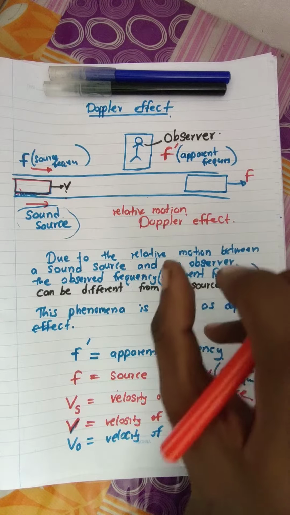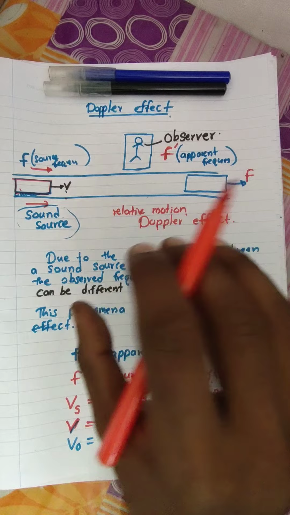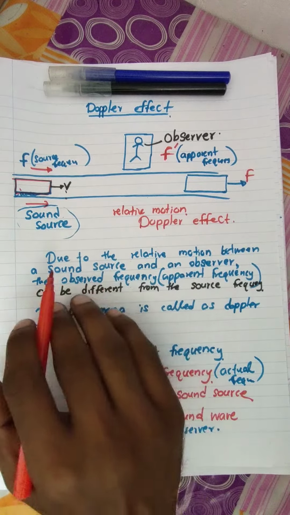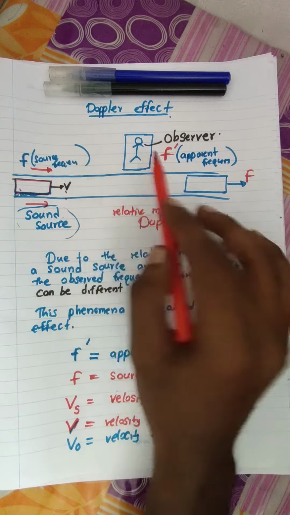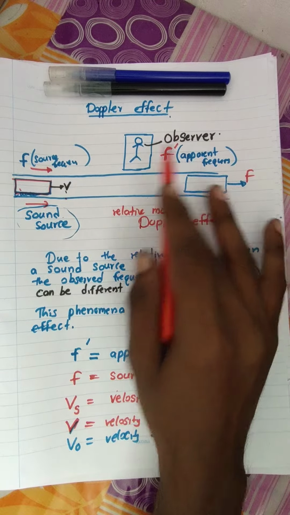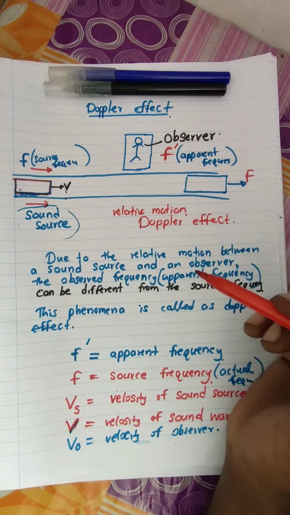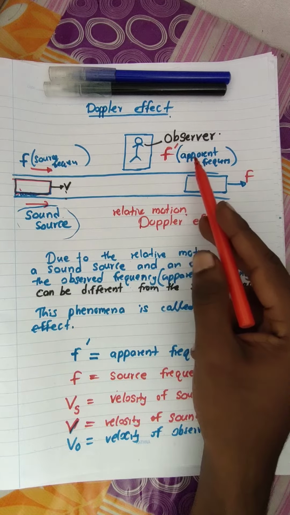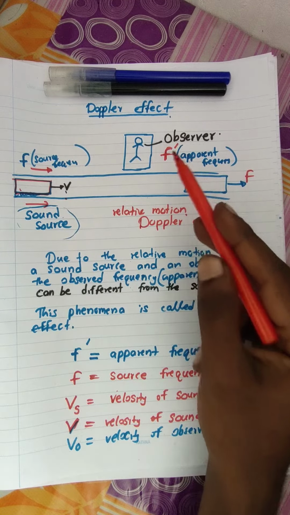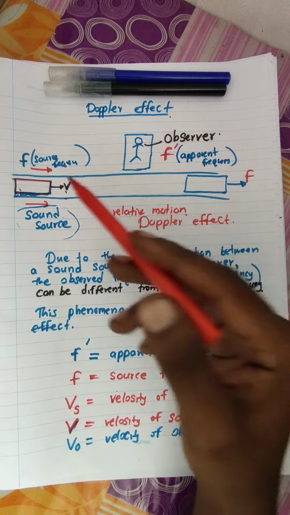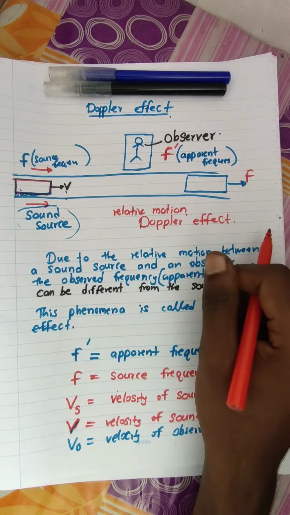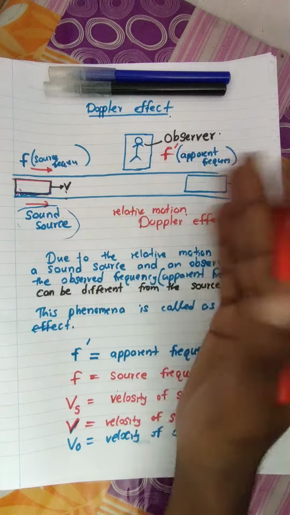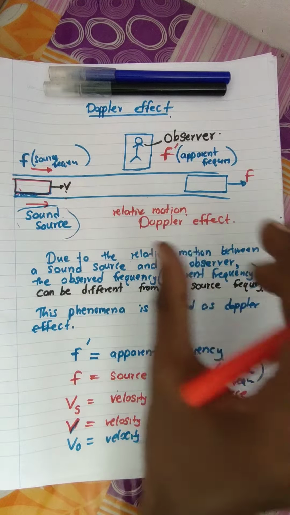So here we can define the Doppler effect as follows. Due to the relative motion between this observer and the sound source, the frequency observed by this observer can be different from the actual frequency. That phenomenon we can call the Doppler effect.